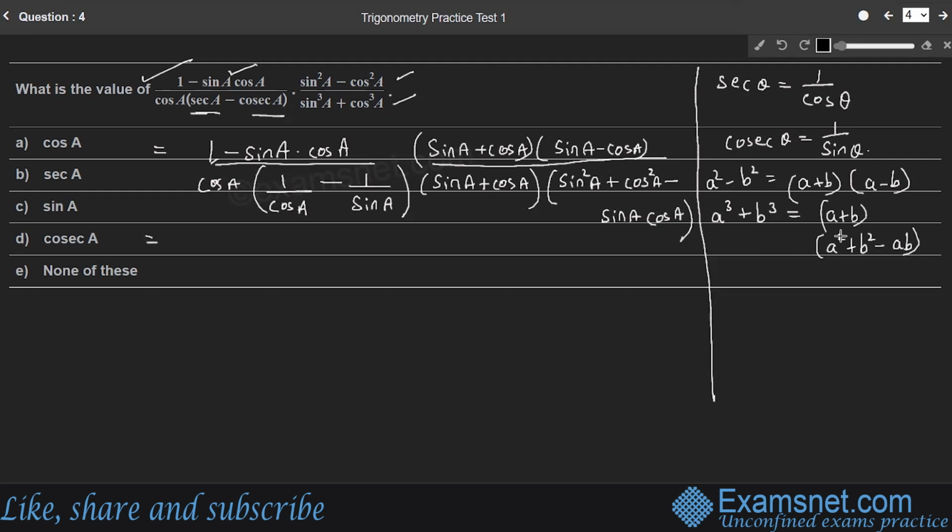Therefore, the numerator is 1 minus sine A into cos A divided by cos A, right? So in the denominator part, we have 1 by cos A minus 1 by sine A. Here, the LCM is cos A into sine A, right? And the numerator becomes sine A minus cos A.